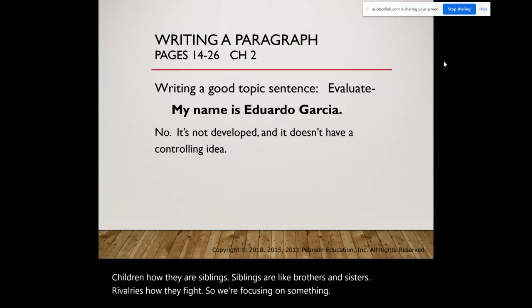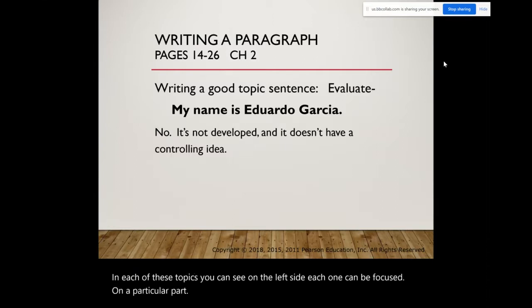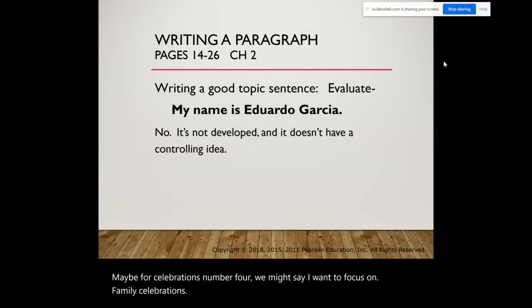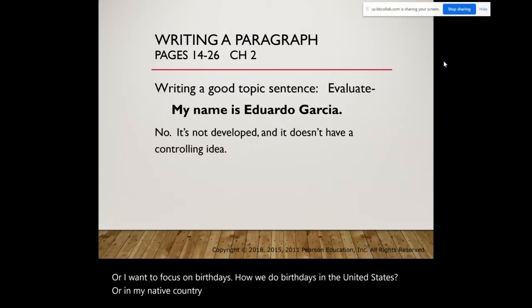In each of these topics, you can see on the left side, each one can be focused on a particular part, you know. Maybe for celebrations, number 4, we might say, well, I want to focus on family celebrations, or I want to focus on birthdays, how we do birthdays in the United States or in my native country. Or maybe you can narrow it down to religious celebrations, right?